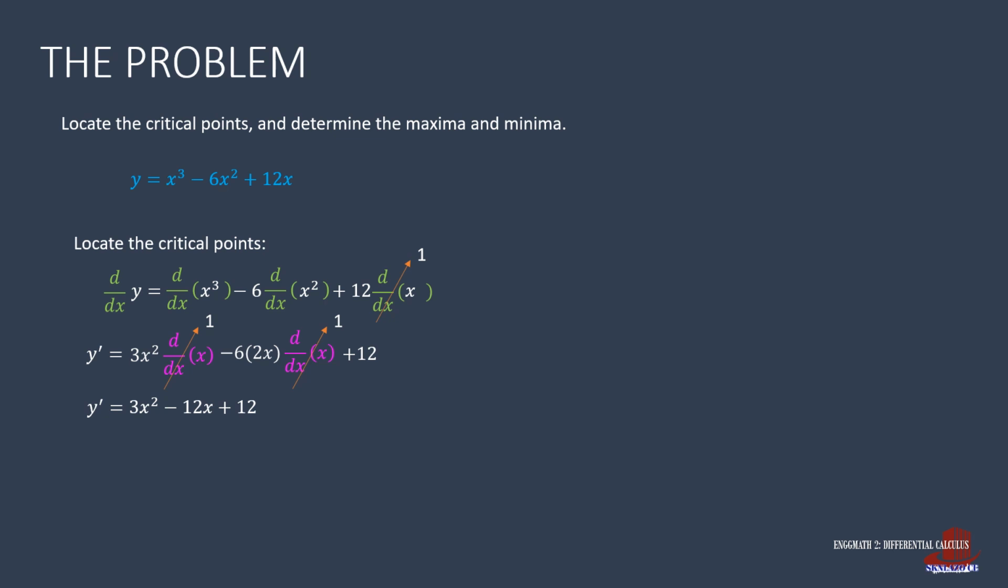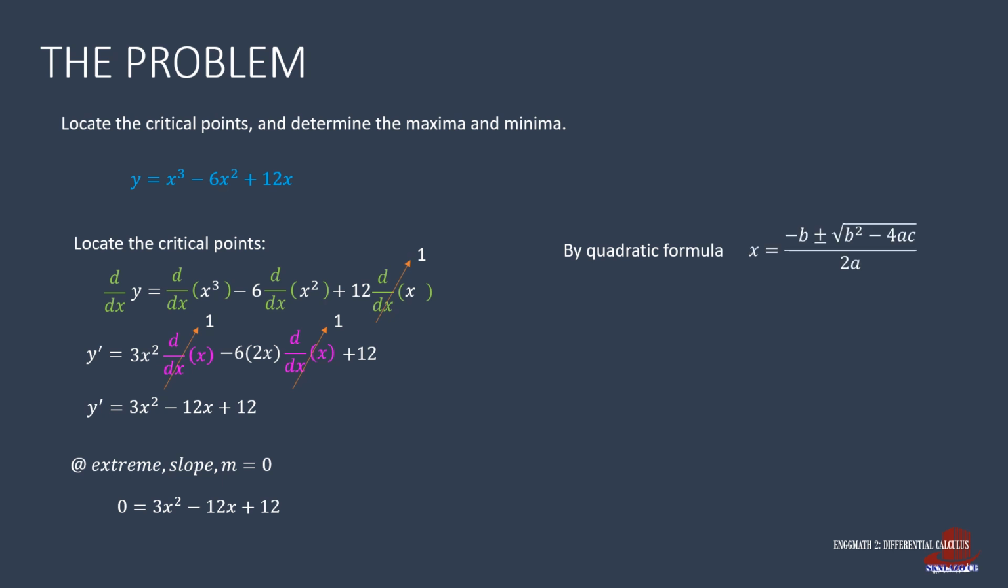Now we have the general slope equation for the function. To look for the critical point, we equate the slope to 0. So 3x squared minus 12x plus 12 is 0. Then, through quadratic formula, x turns out to be 2. This is the x-coordinate of the critical point, so half is already identified. Look for the second half by looking for the y-coordinate.